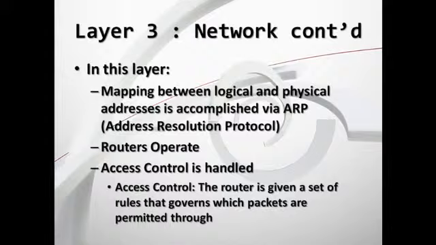The routers will operate at this level of the OSI model, and the router consults a list of rules before forwarding an incoming packet to determine whether a packet meeting a certain criteria should be permitted through or not. This is called access control.